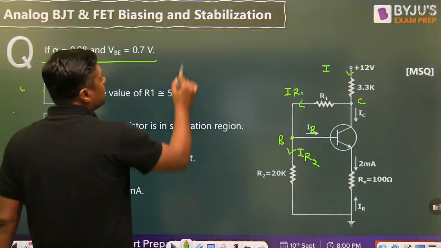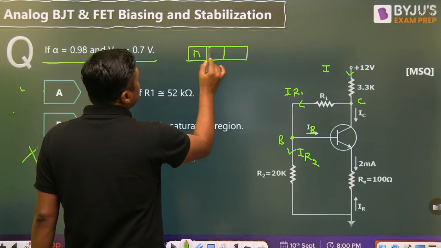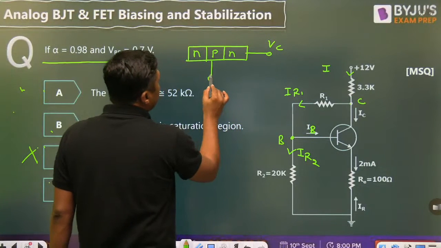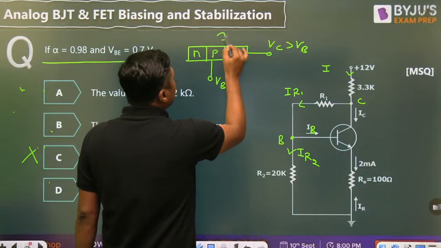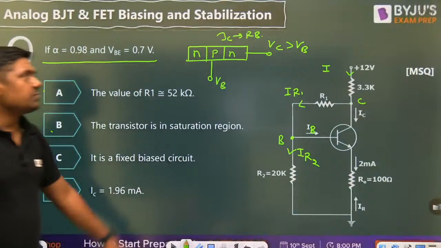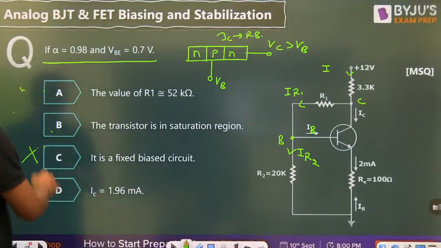Always remember, in an NPN transistor, if the collector is at higher potential than the base, definitely the collector junction is reverse biased. Once the collector junction is reverse biased, it will not be in saturation. So that point is also wrong.